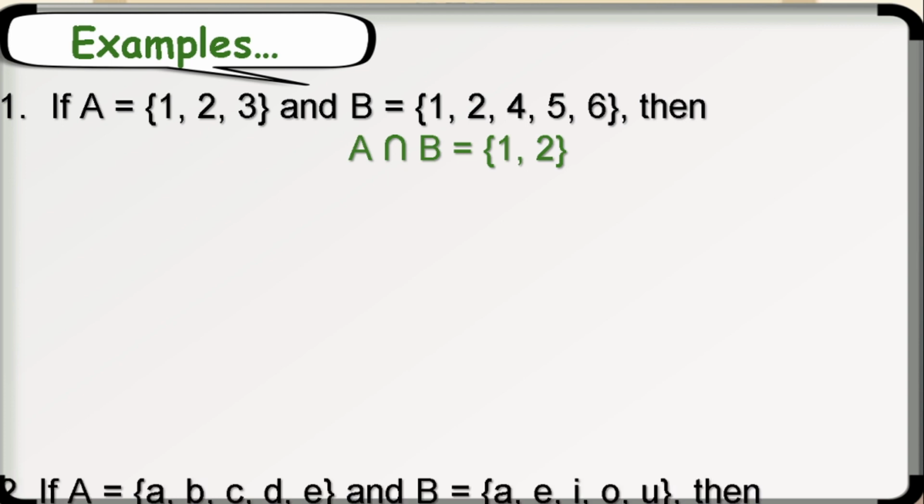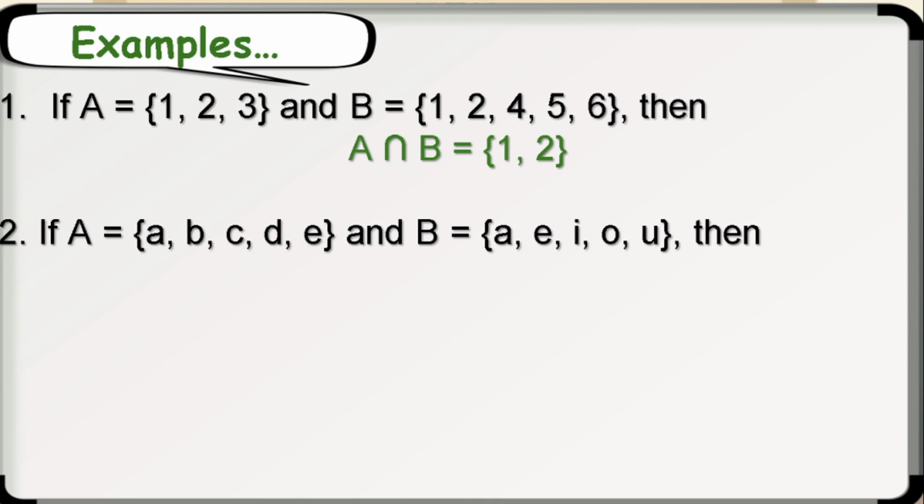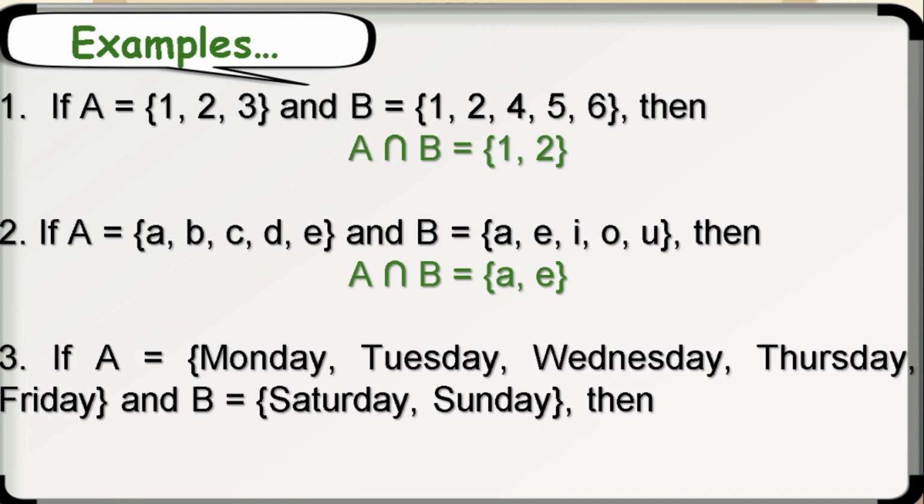Number 2, if A is A, B, C, D, E and B is A, E, I, O, U, then the intersection of A and B is A and E. And number 3, if A is Monday, Tuesday, Wednesday, Thursday, Friday, and B is Saturday and Sunday, then the intersection of A and B is a null set or an empty set.